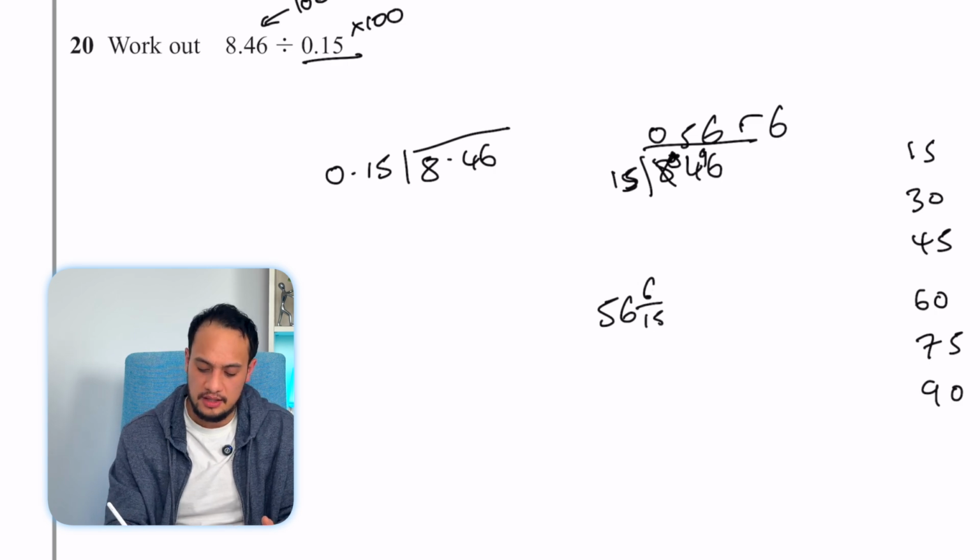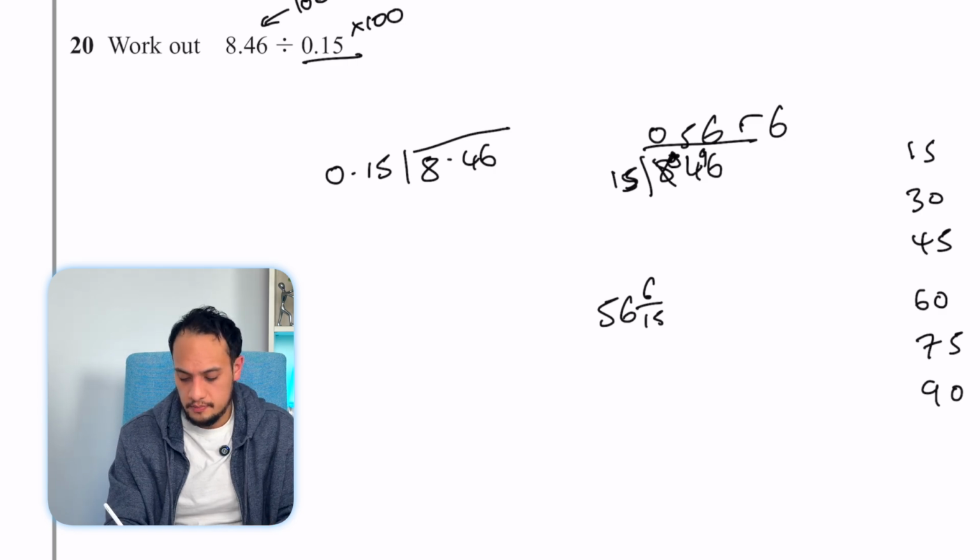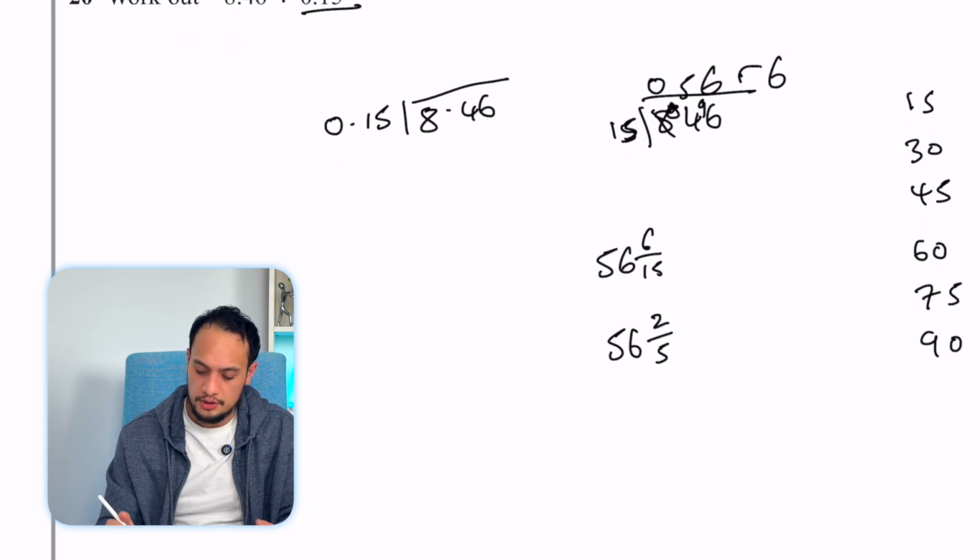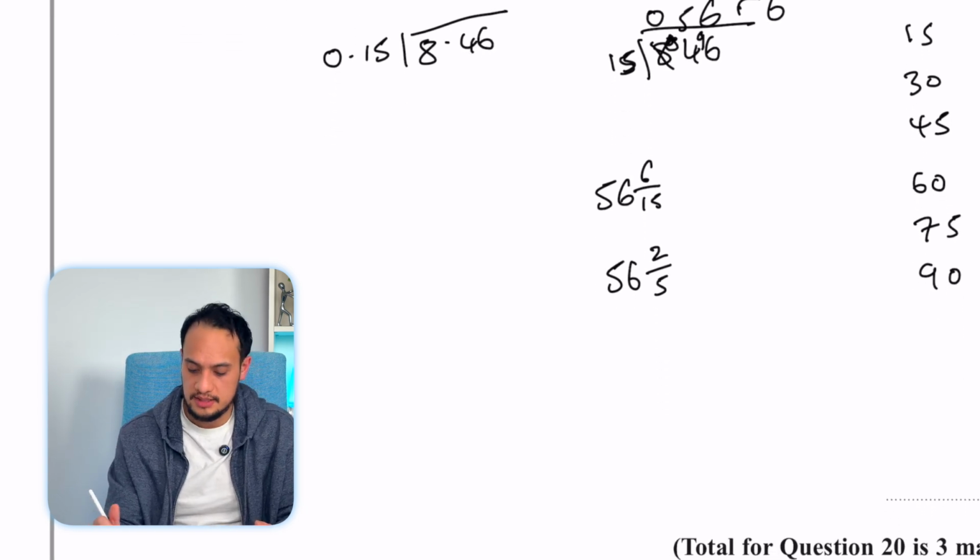This I can cancel down, so I'm going to do that. I'm going to divide both of them by 3. So I get 56 and 2 fifths. You can also express that as a decimal. So you've got 56.4.